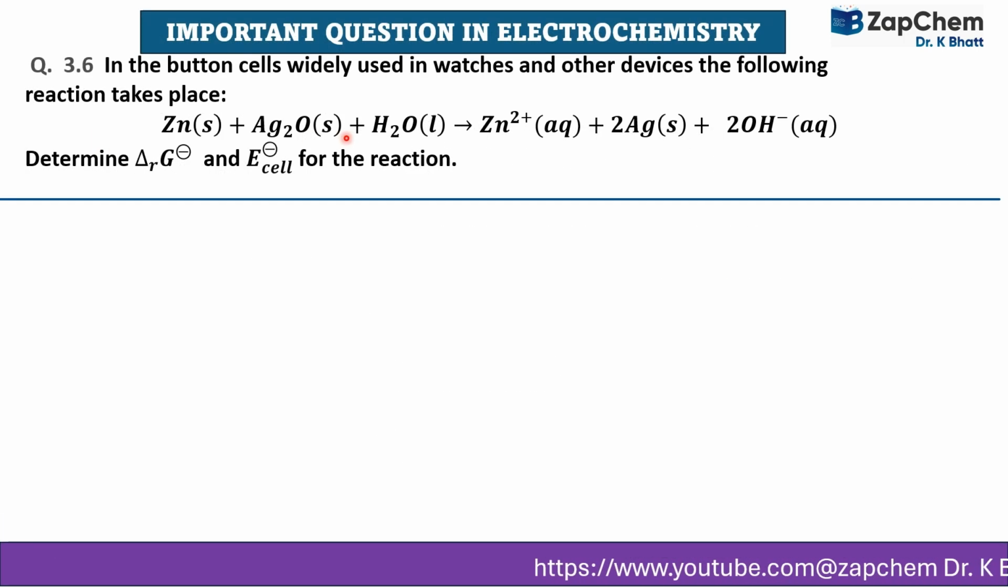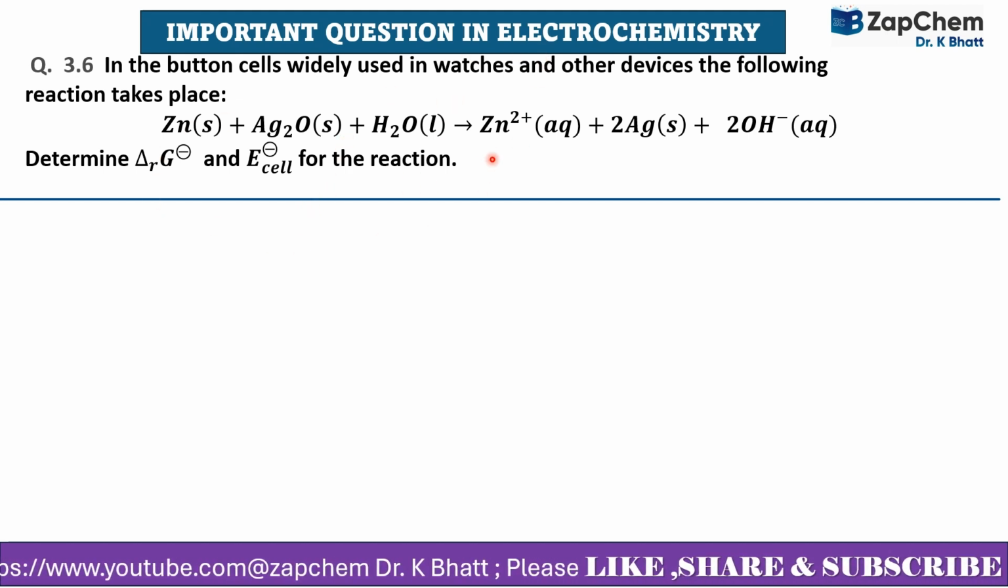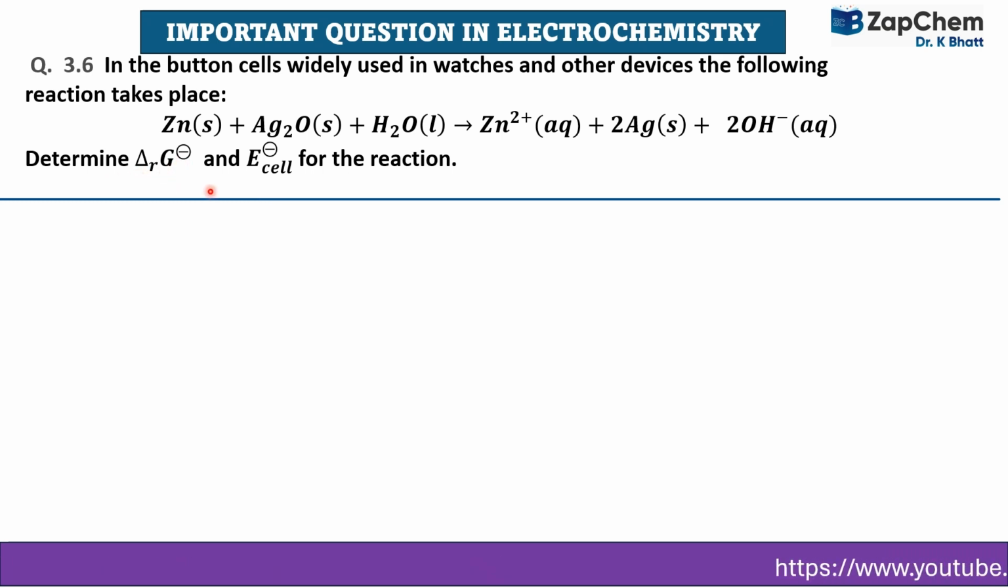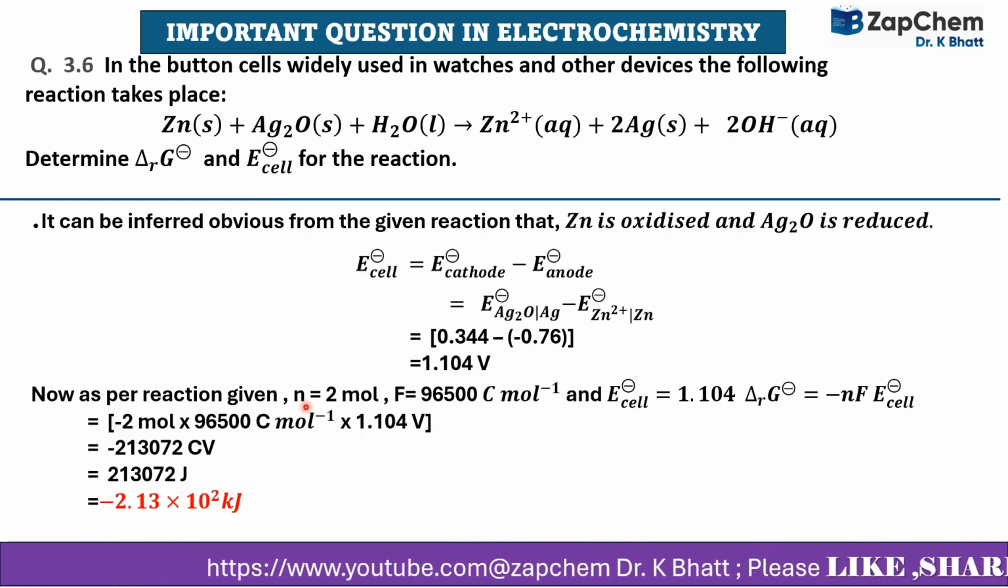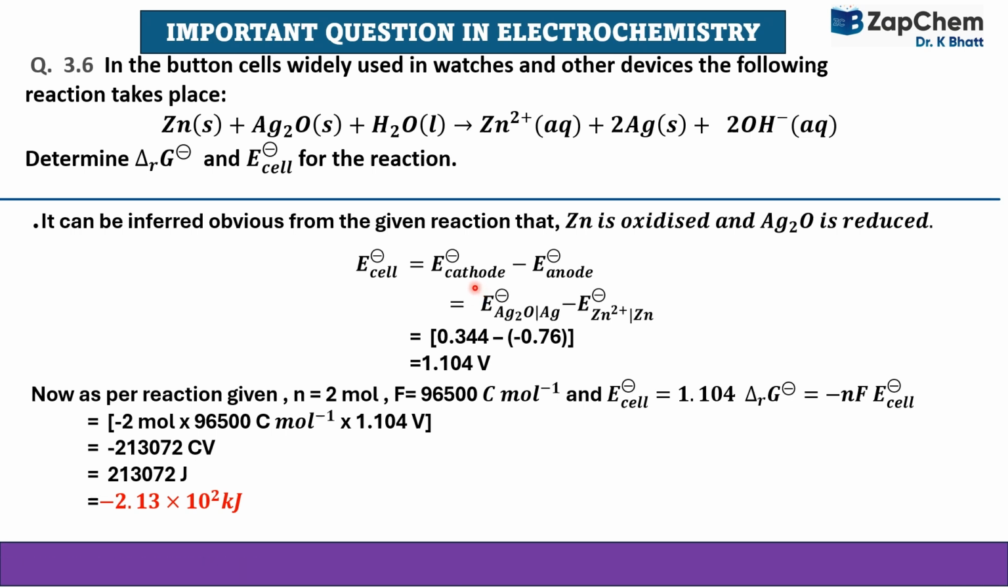That is how 3.6 is related to, of course, an important question related to button cells. We have to find out delta G naught of the reaction and E cell. So here is the answer. Applying the same relation, E naught cell is equal to E naught cathode minus E naught anode, and putting in the values here, we get the answer.